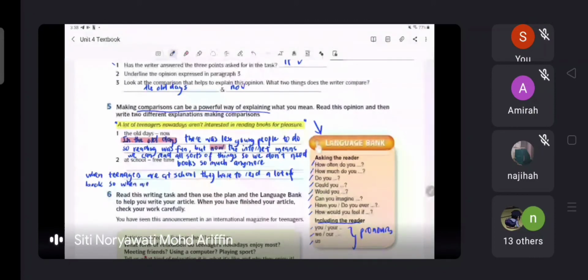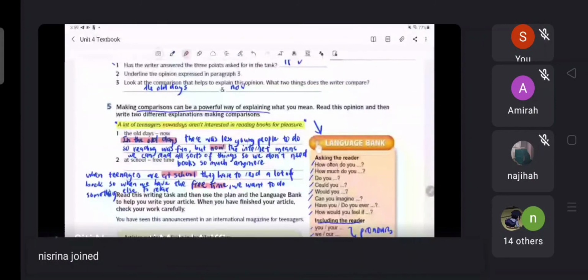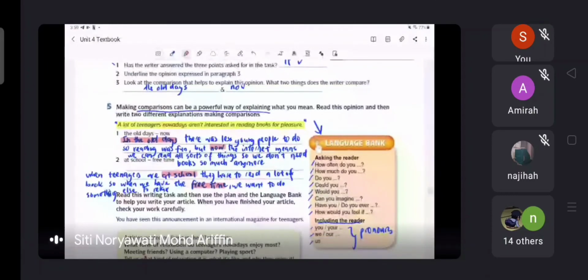So when we have the free time, we want to do something else to relax. That's what it means. Okay, the theme is still reading. Okay, they compare at school with free time. Okay, at school you read a lot, so therefore during your free time you want to do something else to relax. You want to play games or anything other than reading. That's how it is. Okay, so far clear on making comparisons?